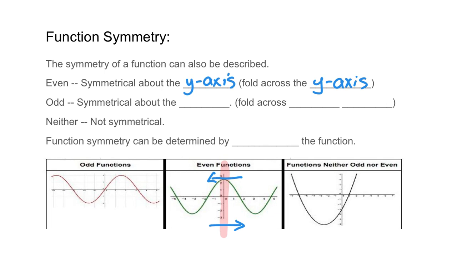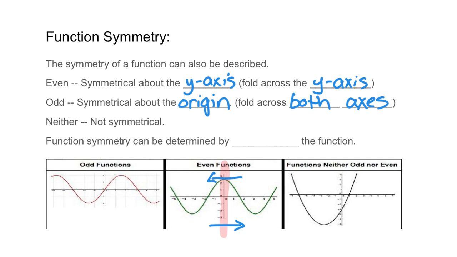That creates even symmetry. Odd symmetry means it's symmetrical about the origin, which means you can fold it across both axes to create it. Now, this first one that says odd function is the one that does that. And when I say fold it across both, I mean you can take what's up here, you could reflect it down and then reflect it across, and it would be mirrored here. But typically we don't think of it that way.